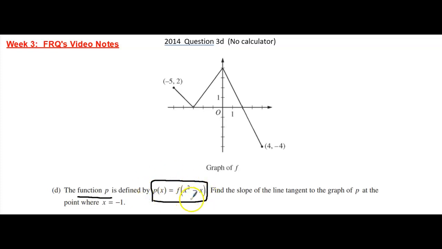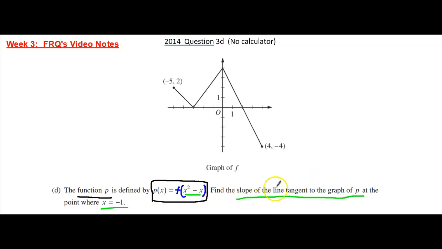It's a composite function, meaning a function with an inside function and an outside function. The outside function is the f that you see here. And then the inside function is the x squared minus x. The question that we're being asked here is to find the slope of the line tangent to the graph of p at x equals -1.